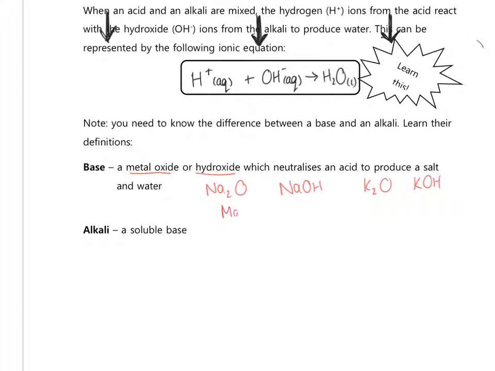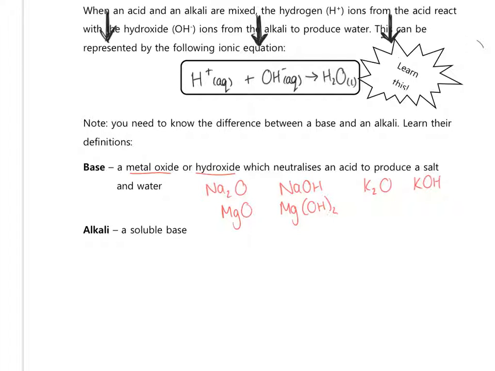Magnesium oxide would be another example because it's a metal oxide. Its formula this time would be MgO because magnesium is in group 2. Or magnesium hydroxide, which would be Mg(OH)2. So anything that's a metal oxide or a metal hydroxide is a base. But sometimes bases can be insoluble. But with alkalis, they're always soluble.